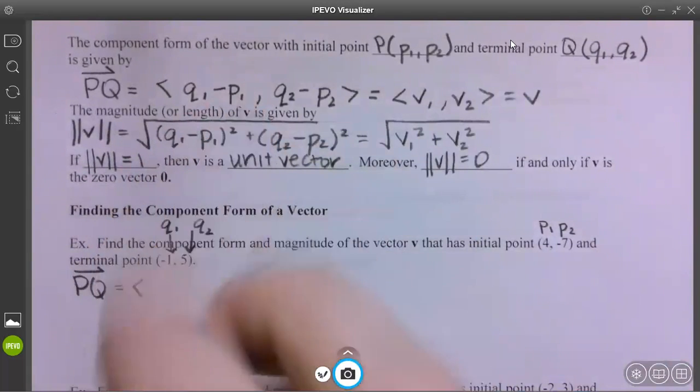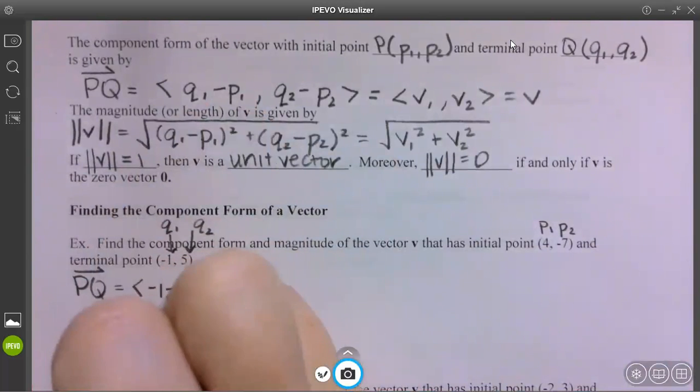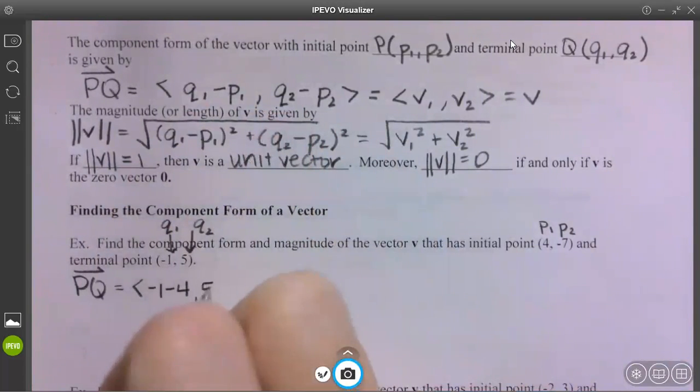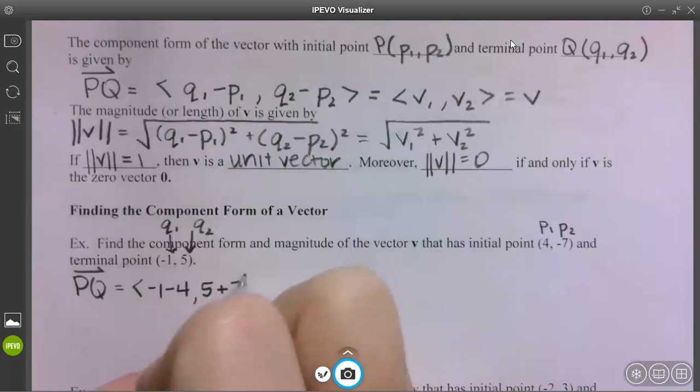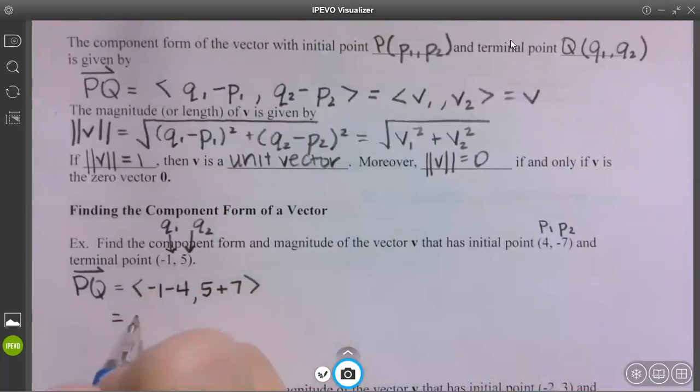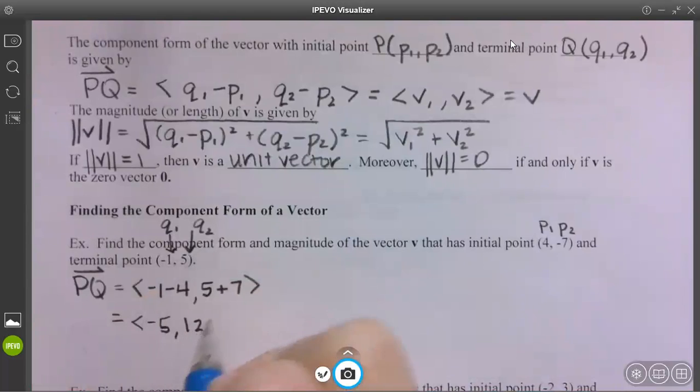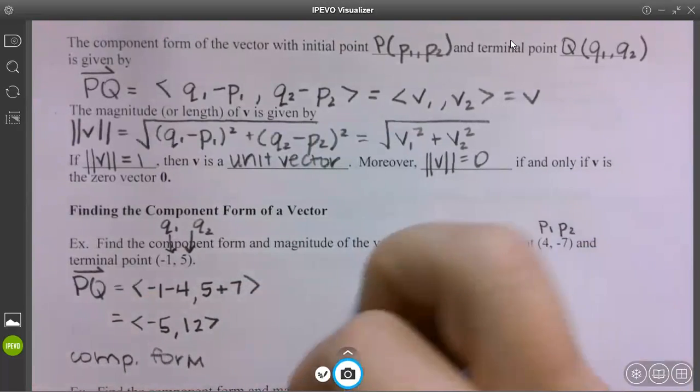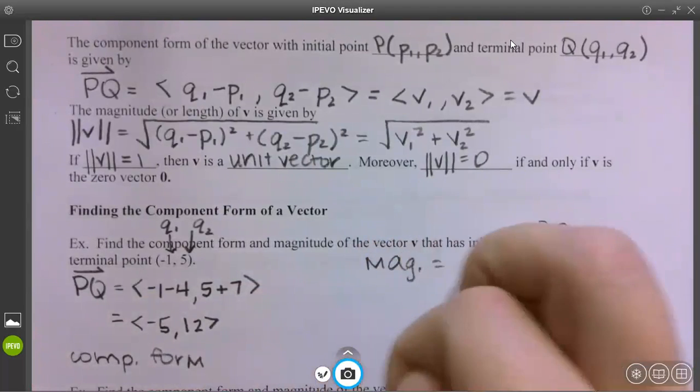So Q1 minus P1, -1 minus 4. And then Q2 minus P2, 5 minus -7 is going to be 5 plus 7. It's going to give you the vector -1 minus 4 is -5, and 5 plus 7 is 12. So there's the component form. Now I need to find the magnitude, and that's your distance.